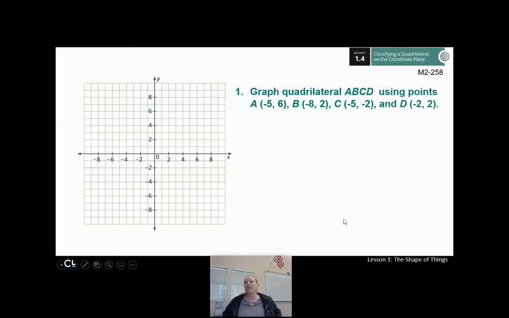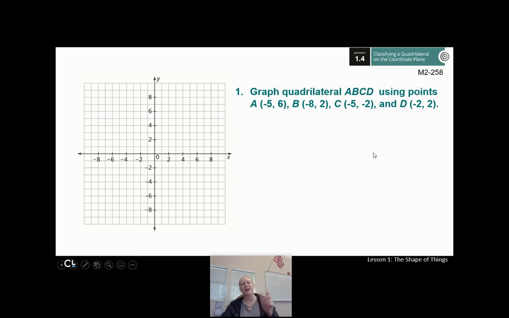So to get us started, we do need to graph our quadrilateral. It does help to have a quadrilateral on the graph. So step number 1, graph quadrilateral ABCD using the points: A is at -5, 6. B is at -8, 2. C is at -5, -2. And D is at -2, 2.